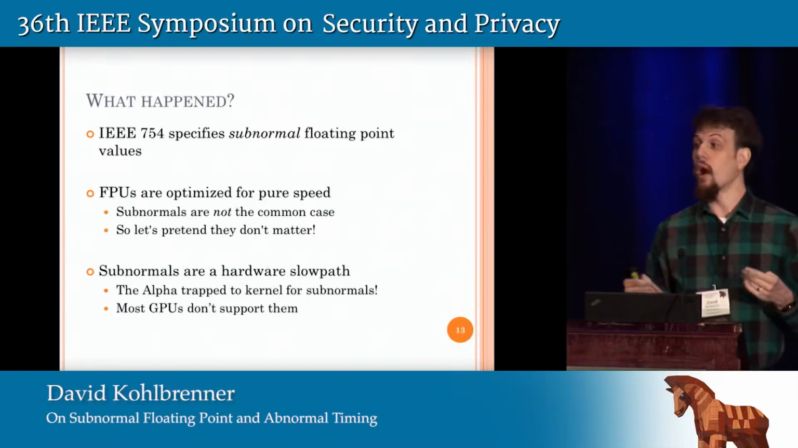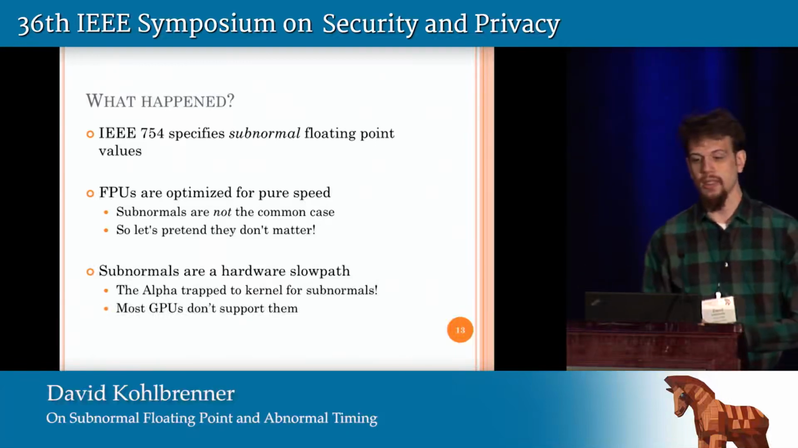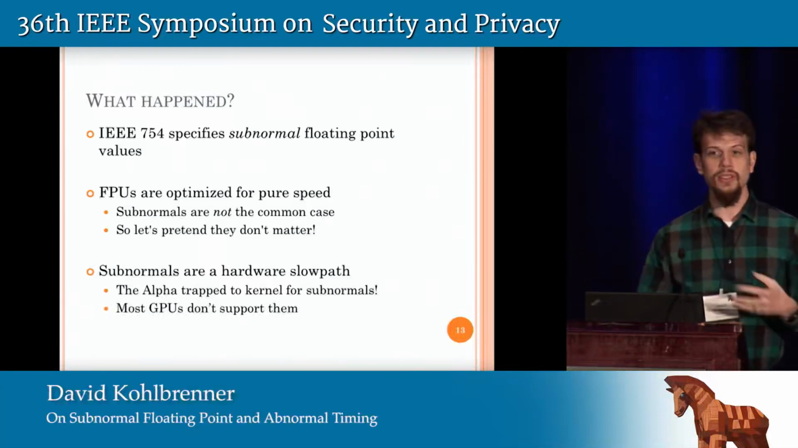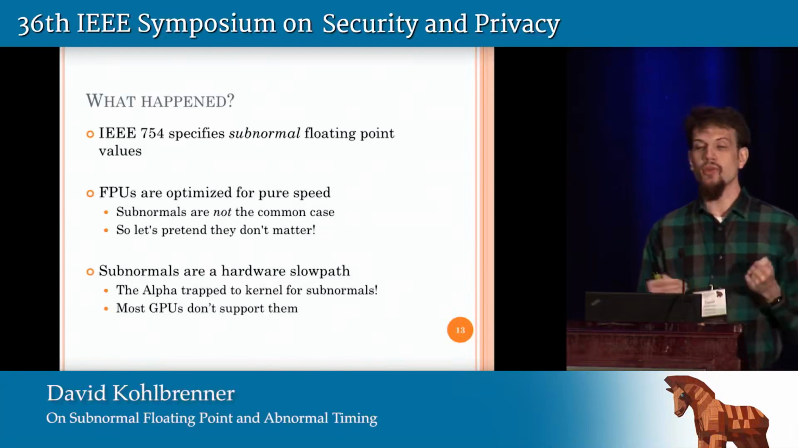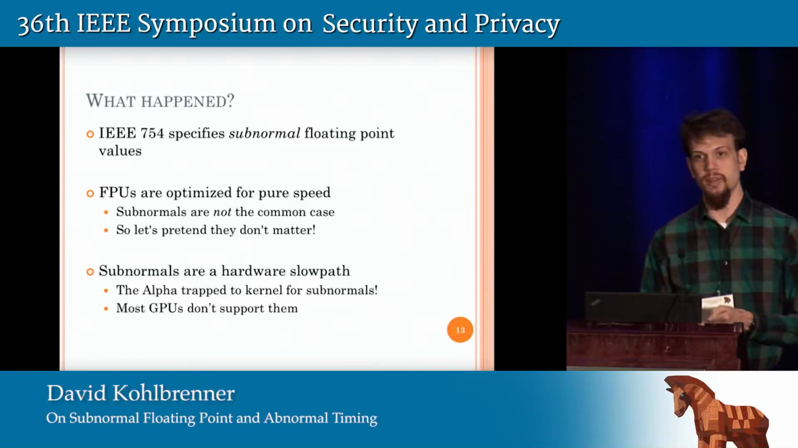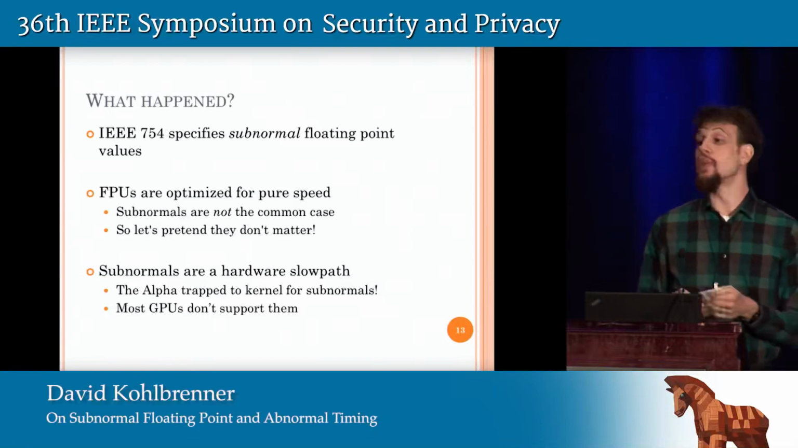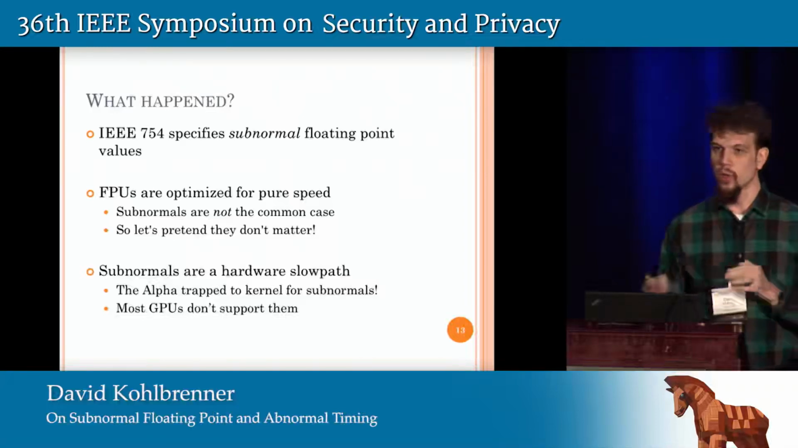And they end up being a hardware slow path on all processors today that are your commodity processors. Notably, for example, as kind of a motivation here, the Alpha trapped to kernel every single time it got a subnormal as the result of a computation. And that's a machine that wanted to be quick. And also, most GPUs don't support these values. Some newer ones, there's some differences.